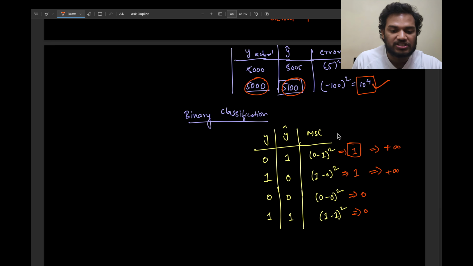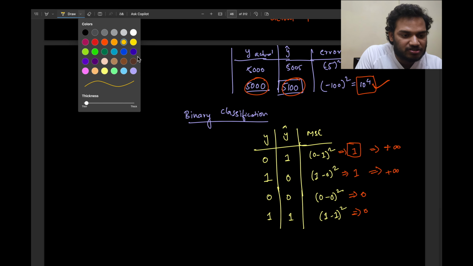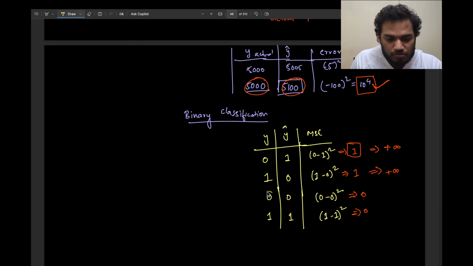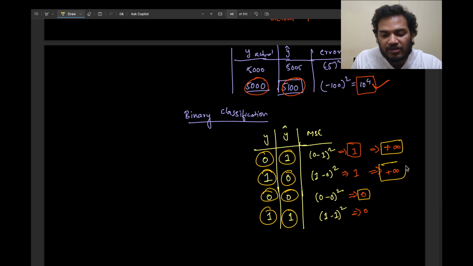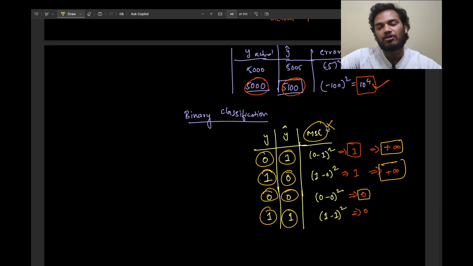So we need to find such a function that whenever these two match, it should be giving an error of 0. Okay, and whenever these two don't match, like this 0 and 1 are not matching here, and 1 and 0 are not matching here, in such case it should give plus infinite. And mean squared error is not satisfying that condition, right? So that's why we should be moving on to some other loss function.